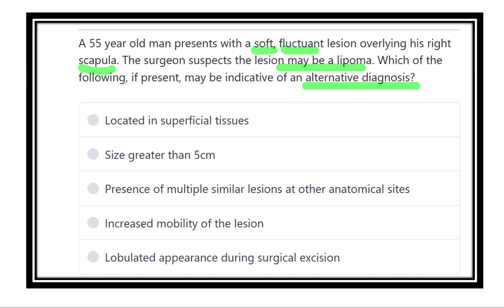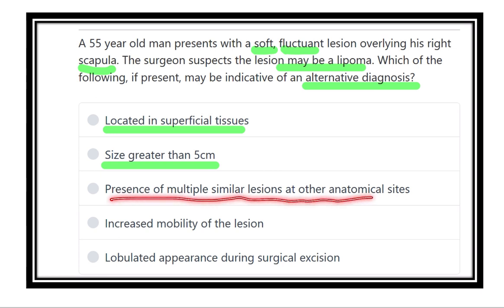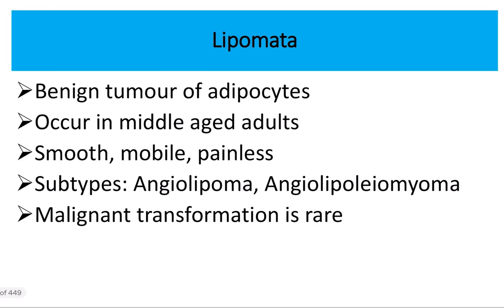So, a 55-year-old man presents with a lesion or tumor in the scapula, which is soft and fluctuant, and the surgeon suspects it is a lipoma. But what may be the other diagnosis? And if we want to make another diagnosis, what is the criteria? Here are the options. Options are: located in superficial tissue, size greater than 5 centimeter, presence of multiple similar lesions in other anatomical sites, increased mobility of the lesion, lobulated appearance during the surgical excision.